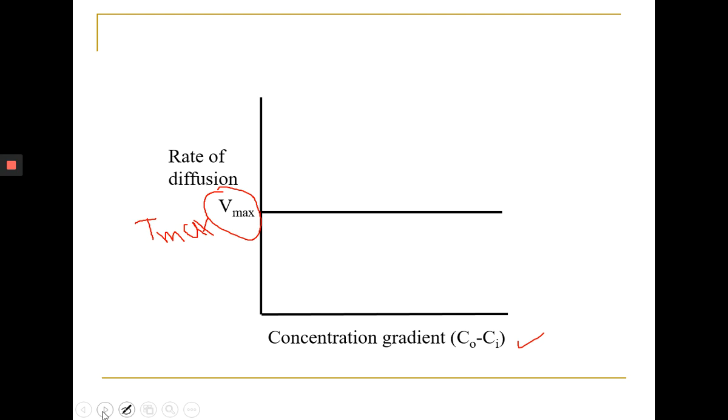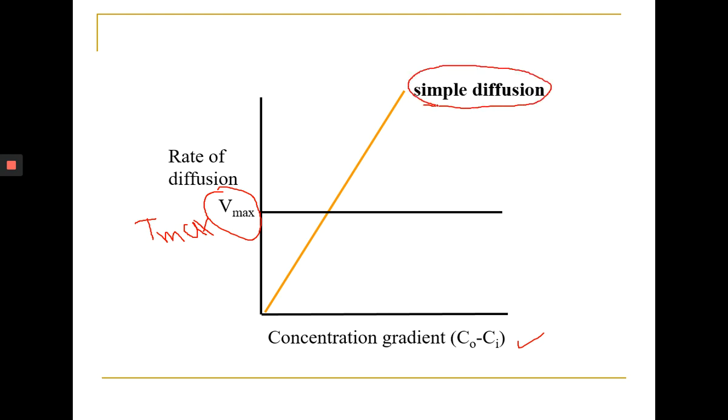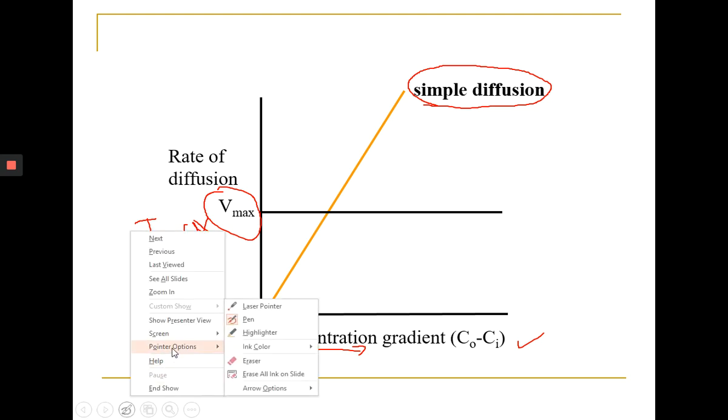شوف هون simple diffusion، كيف هاي simple diffusion. مرة تانية هاي simple diffusion. As you see, the more the concentration gradient, the more is the transport. ما في إله limit، الـ limit هو الـ concentration gradient فقط. The more the concentration gradient, the more is the transport. This is simple diffusion.